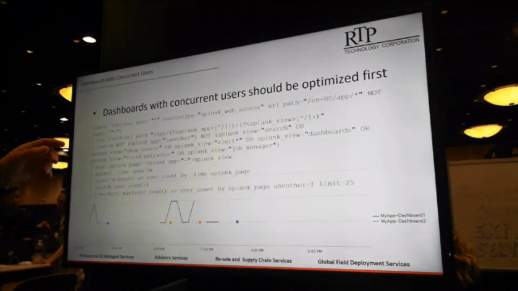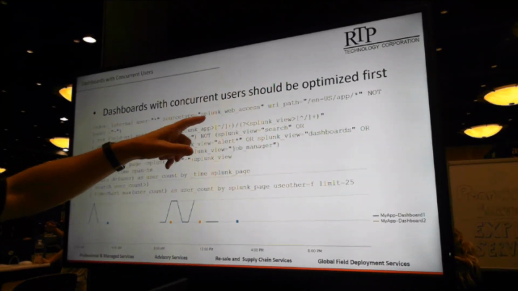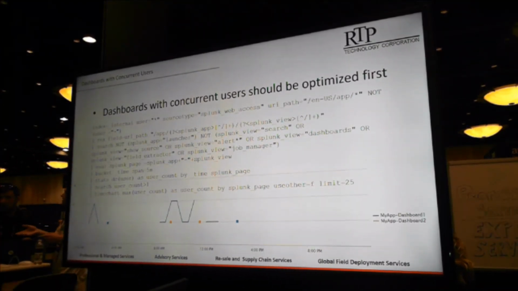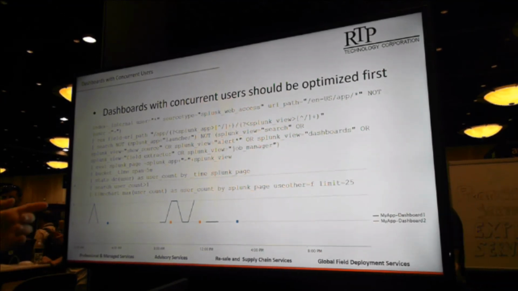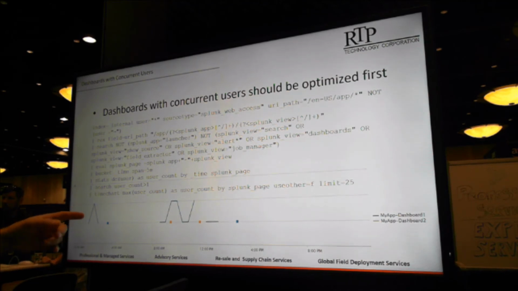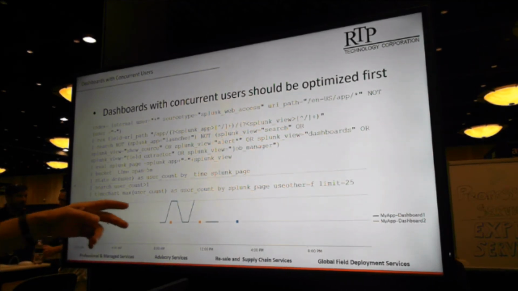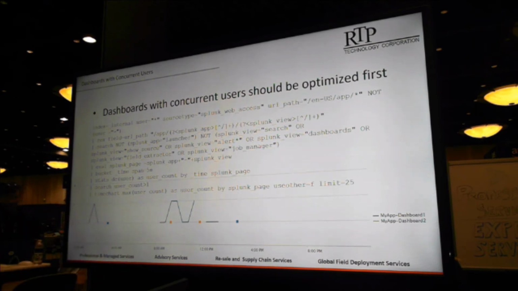I want to explain this whole search. It gets pretty lengthy, but we're pulling data out of the Splunk web access log. That's where we find out where people are signing into the GUI and what they're doing. And what we come out with is this graph showing how many concurrent dashboard uses we have. Only 2 are being used more than twice at a time.